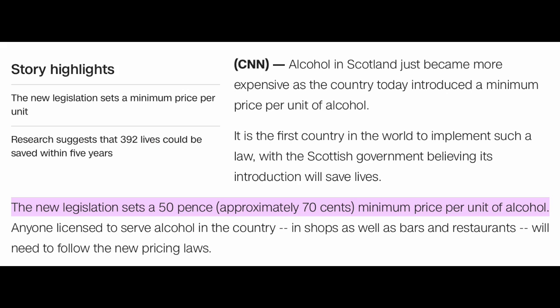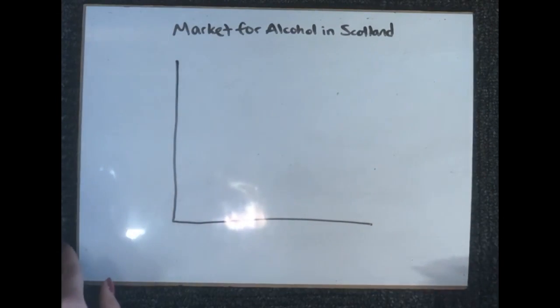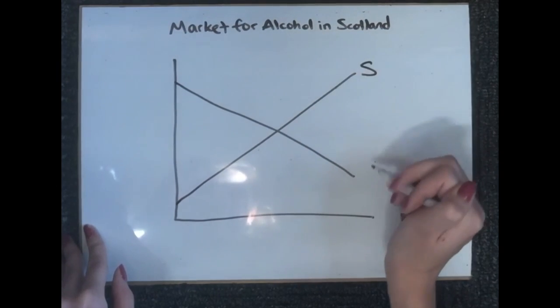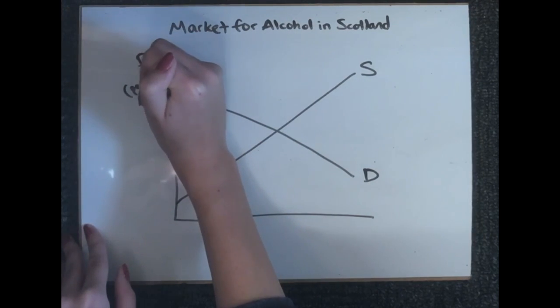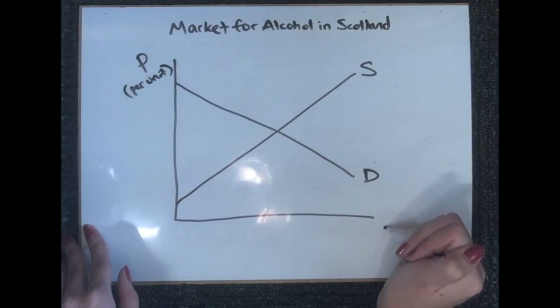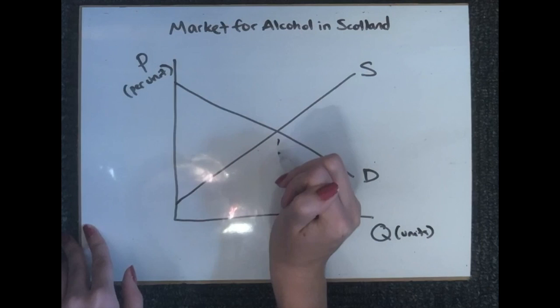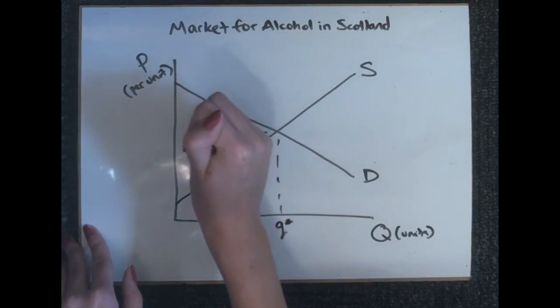For the government to achieve this lower consumption of alcohol, the minimum price per unit of alcohol imposed, or price floor, would have to lie above the equilibrium cost per unit of alcohol. So let's look at the market for alcohol in Scotland. First, we will draw our supply and demand curves for alcohol in Scotland. The price will be per unit of alcohol, and the quantity will be number of units of alcohol.